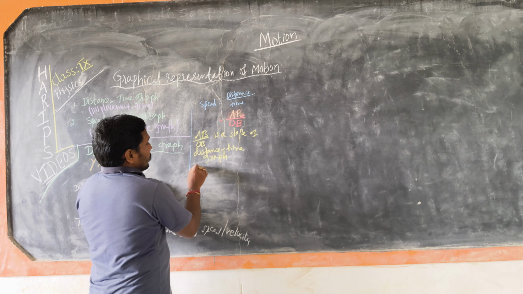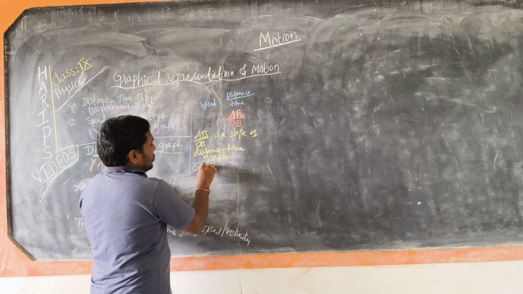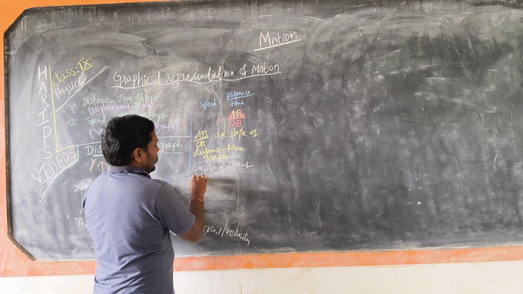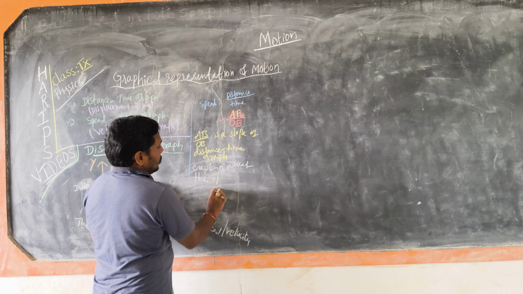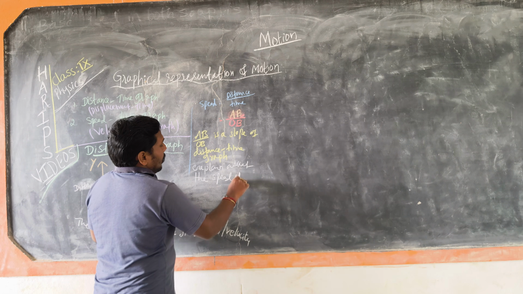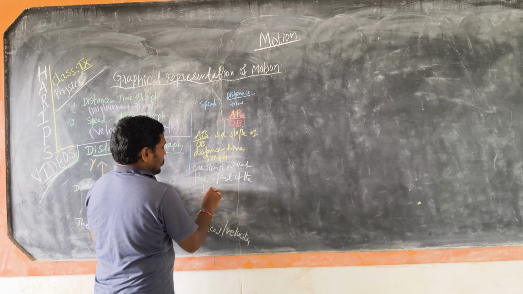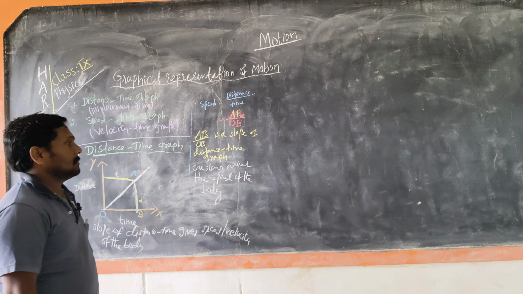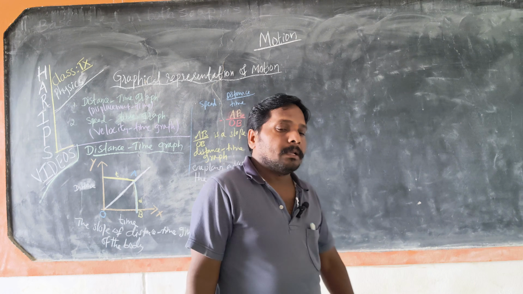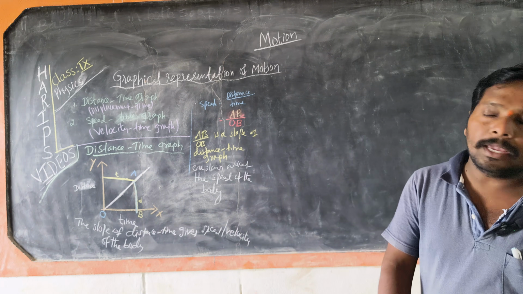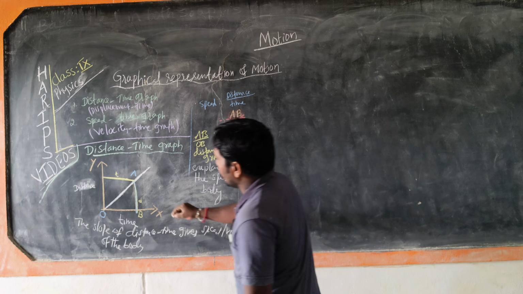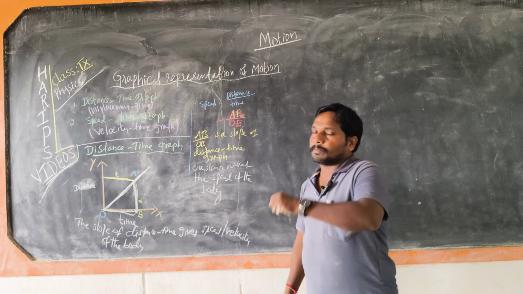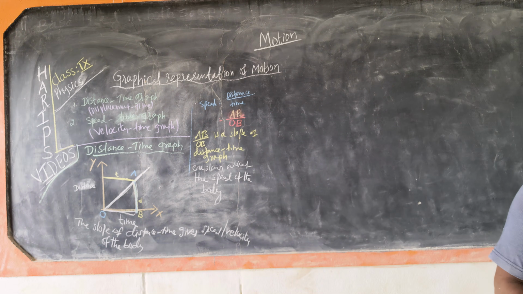The slope of the distance time graph explains the speed of the body. The slope is nothing but AB by OB, and this slope explains the speed of the body.